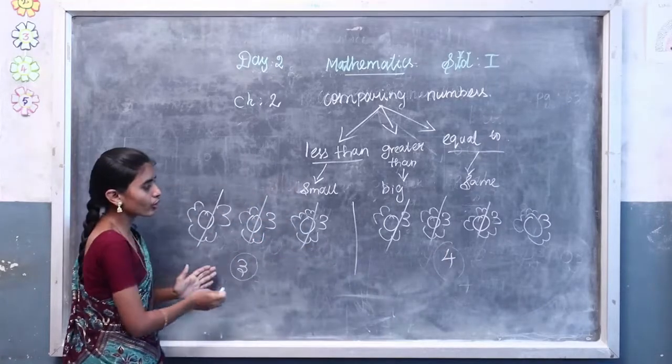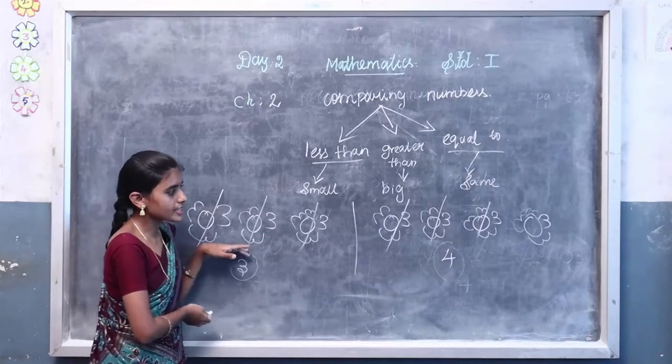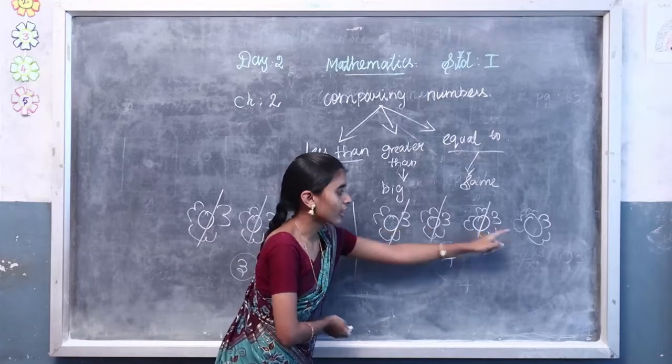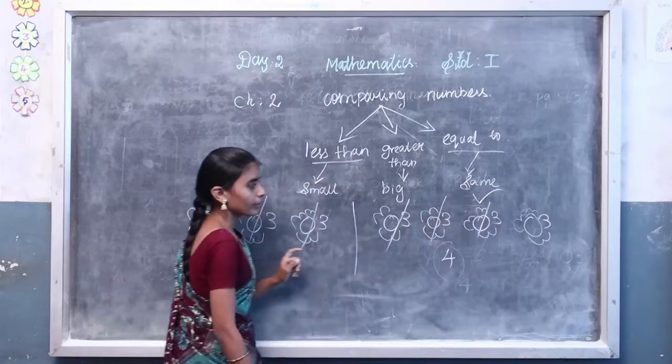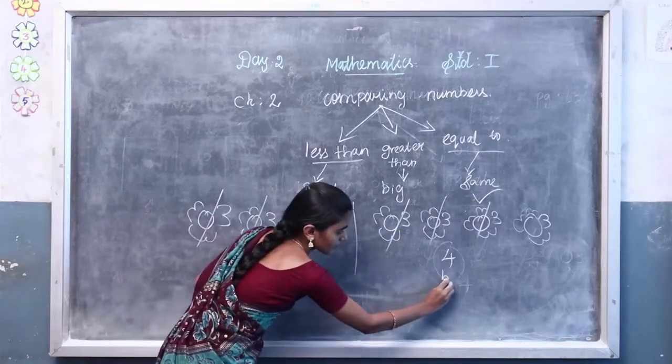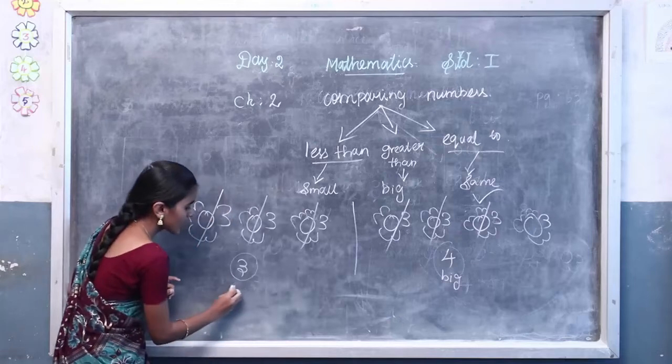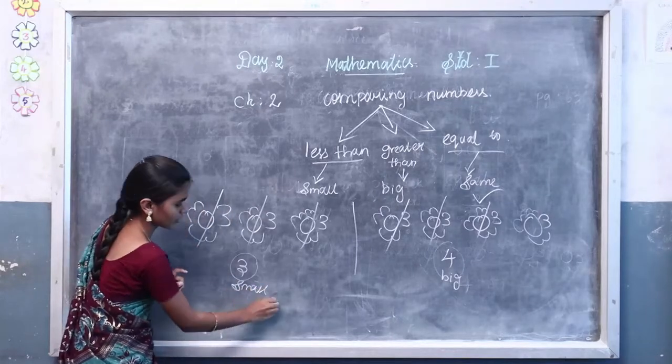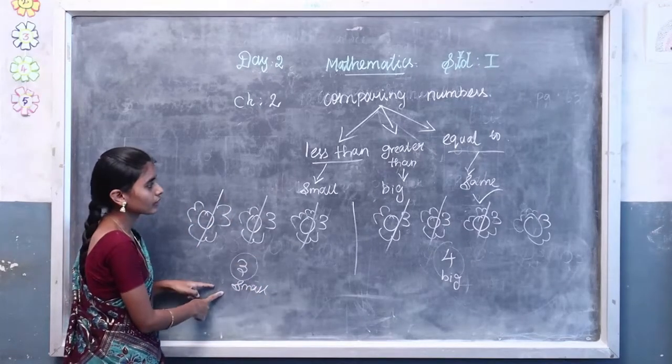So, compare the two groups. Here there are no extra flowers. Here there is one extra flower. So, this is the bigger number. This is the big number. So, 4 is the big number, 3 is the small number. So, big number and small number.